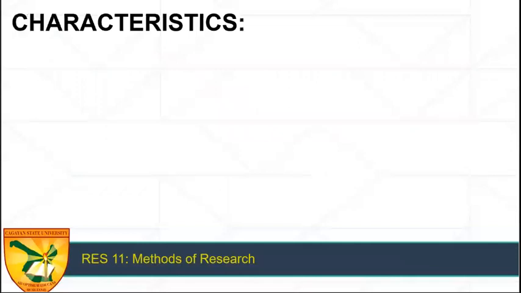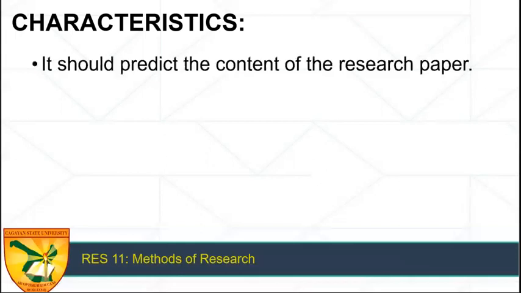So what are the characteristics of a research title? According to rhetoric scholars Hairston and Keene, making a good title for a paper involves ensuring that the title of the research accomplishes 4 goals as mentioned here. Number 1, it should predict the content of the research paper.